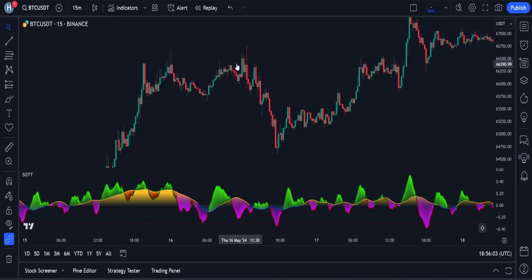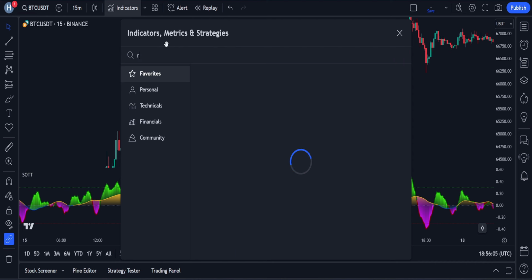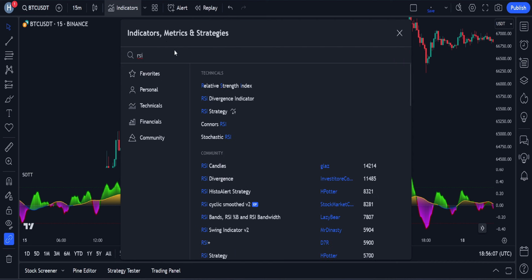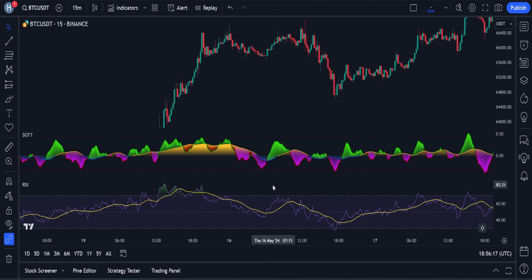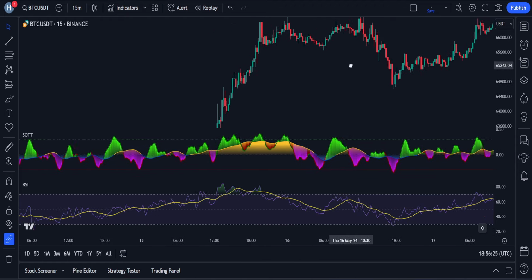To cover this, you need to add another indicator to filter these false signals. For example, let's add RSI to our chart. We can open the Indicators tab from here and add this one, called Relative Strength Index. These two indicators are a good match because one shows the strength and pressure in the market and the other shows momentum and the extent of price movement, helping you identify overbought or oversold conditions.